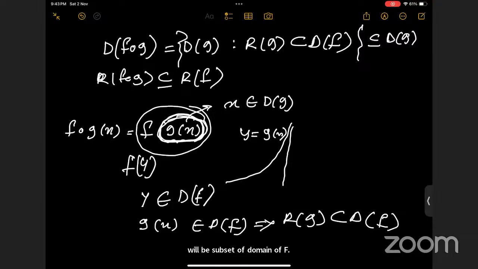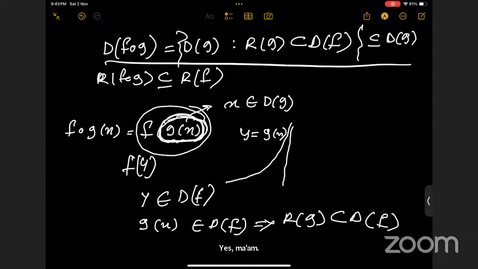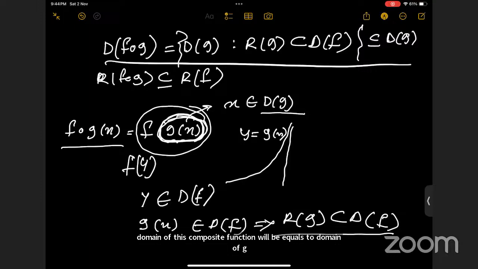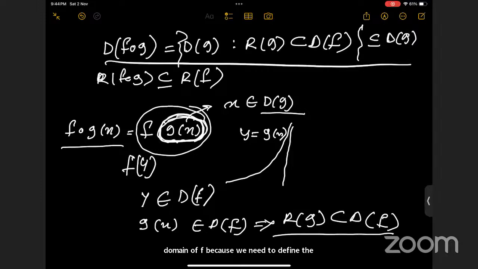Is it clear now? So that is why I'm saying that the domain of this composite function will be equal to the domain of g such that the range of g is a subset of the domain of f. Because we need to define the function. That is what we want, these two conditions. And these two conditions are coming for this reason. Now is it clear? The conditions specifically.